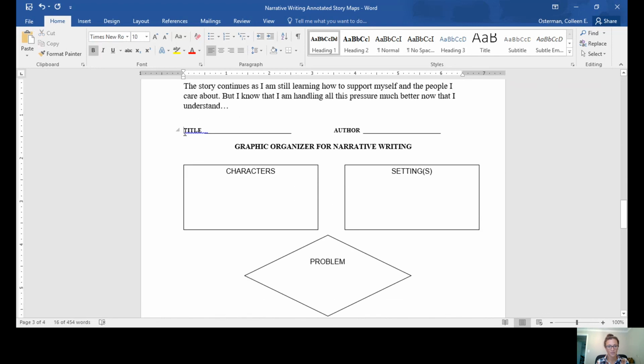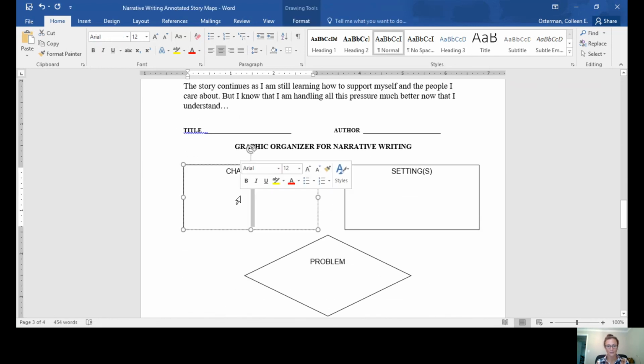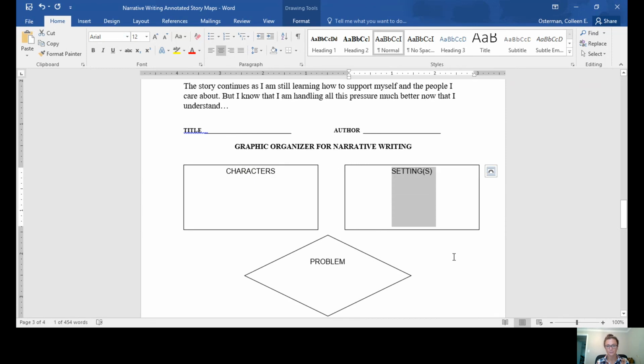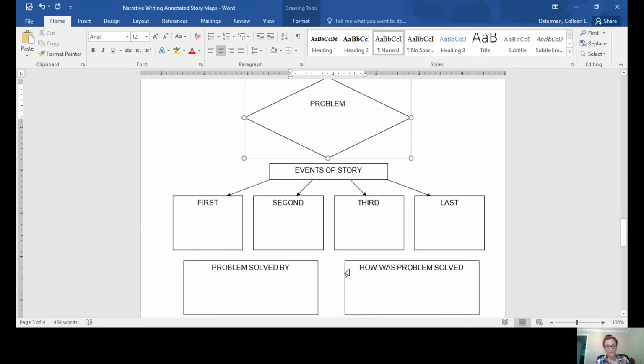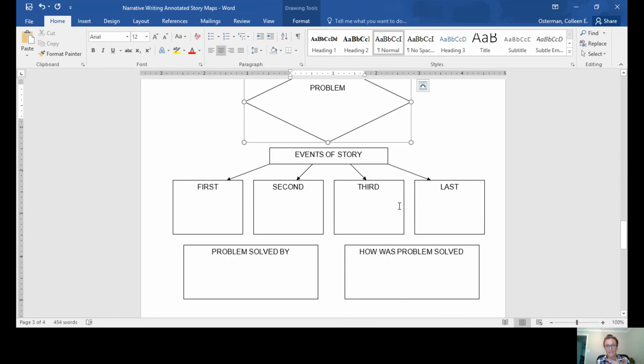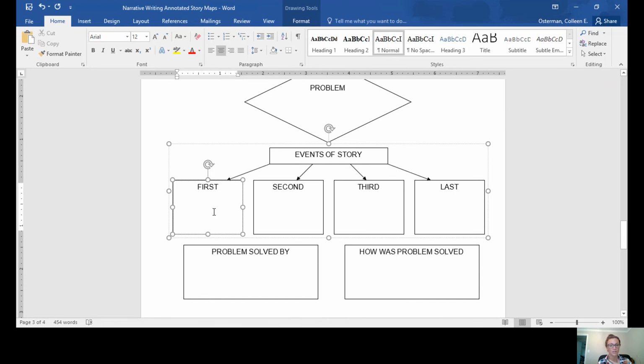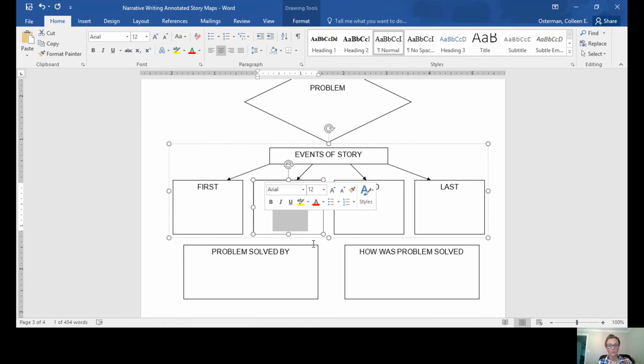Okay, so this is another one. Same exact thing. Characters, who are the people? Setting, where does it take place? The problem, for me, it was quarantine. The problem was being quarantined and being stressed out about how to balance everything. So the events of the story, same thing. The first thing that happened was I had lunch with the teachers and we had a conversation about what was going to happen. The second thing that happened was I had the same conversation with my husband, and then the next morning we found out that in fact we were closing down.